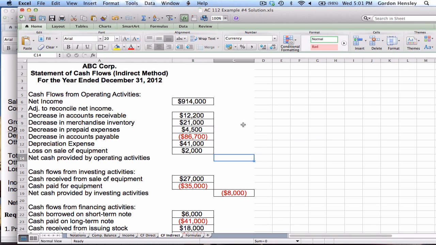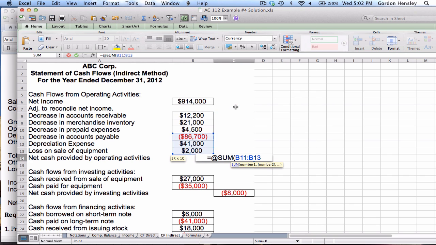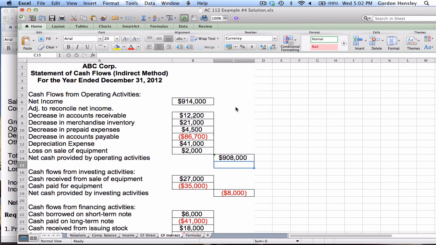Now, I know that there's a lot of potential on this indirect method to be a little confused on this part as far as which of these numbers need to be positive and which ones need to be negative. But if you just look at your formulas very carefully, that will help you decide which ones to make positive, which ones to make negative. Now, how will we know if we're correct? Well, what we're going to do is we're going to take that 914,000 and we're going to net all this together, because we have all these different adjustments that we're making to that. And the number that I end up with there is 908,000.